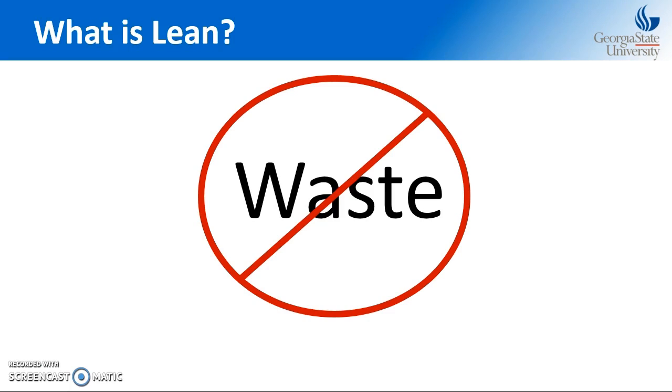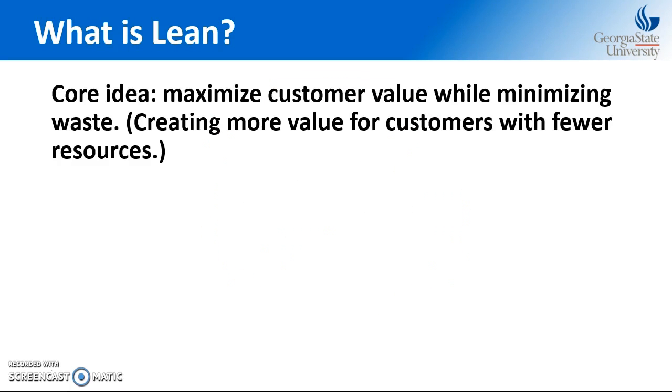So what is lean to begin with? Lean is a focus on getting rid of waste, minimizing the amount of waste that happens in every process. So the key idea to lean is maximizing customer value while minimizing waste. Essentially, this means creating more value for your customer while requiring fewer resources to do it.